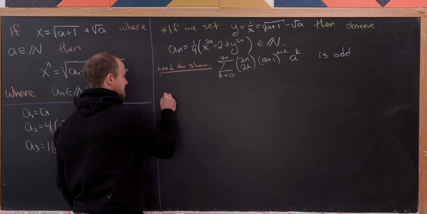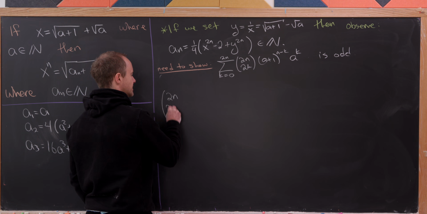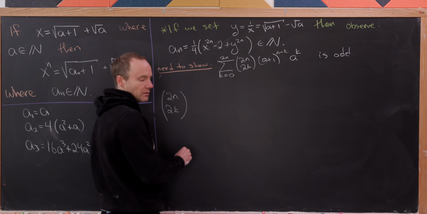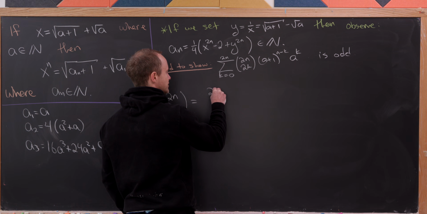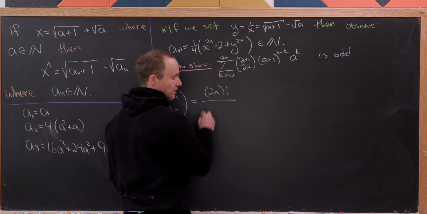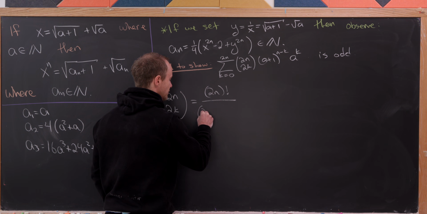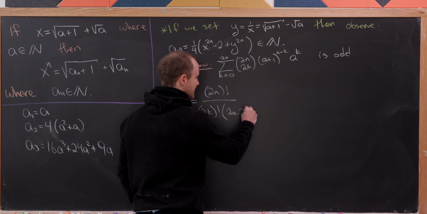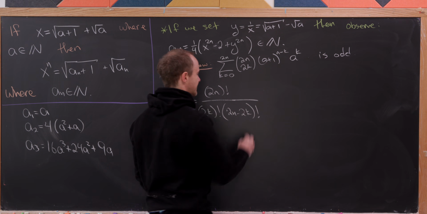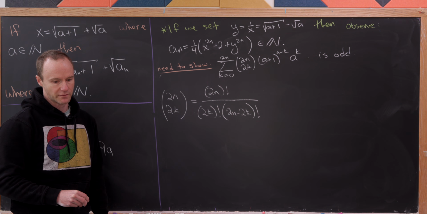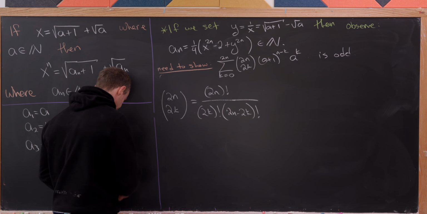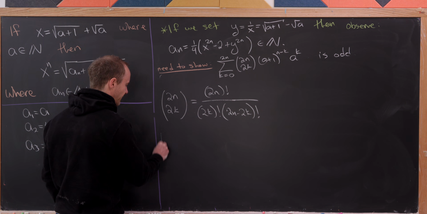So now what I'd like to do is look at this 2n choose 2k, that binomial coefficient. By definition, that's equal to 2n factorial over 2k factorial times 2n minus 2k factorial. That's just the definition of the binomial coefficient. But next up, what I'd like to do is use this following fact.